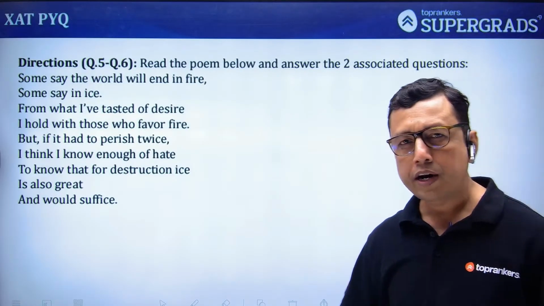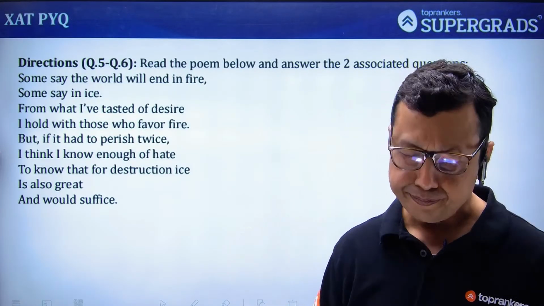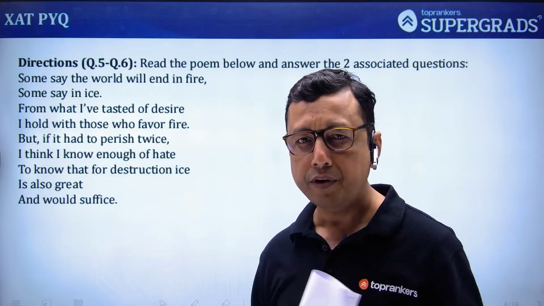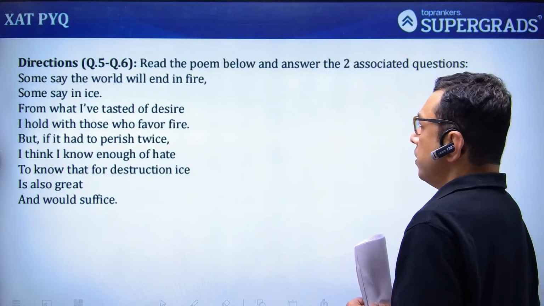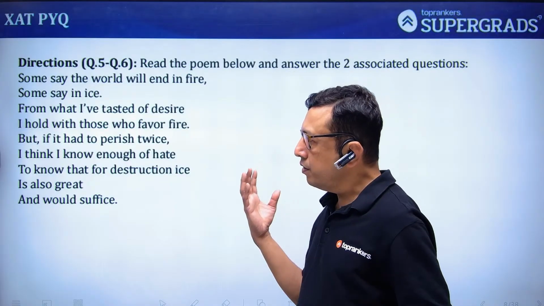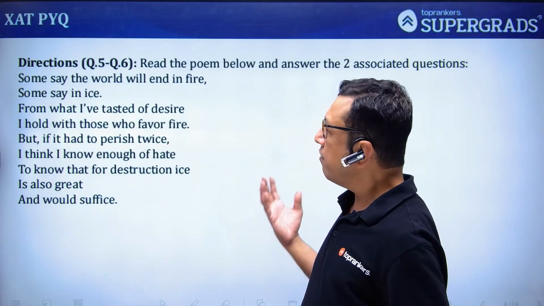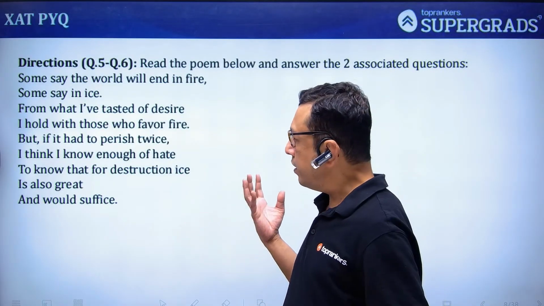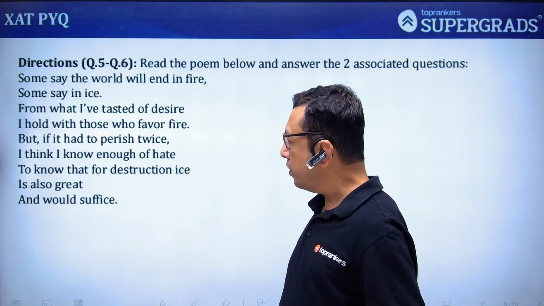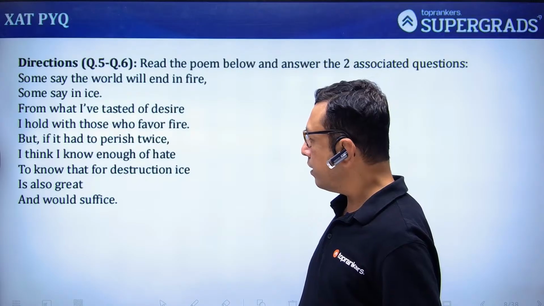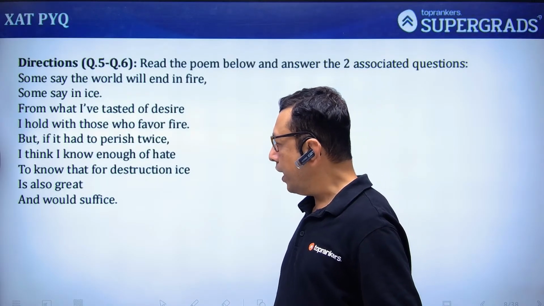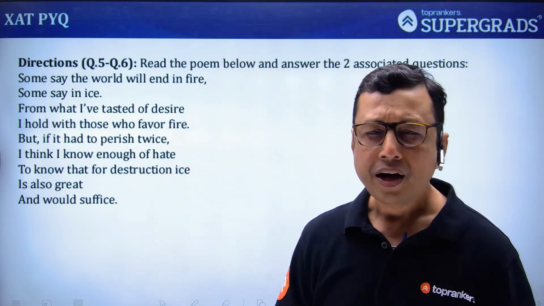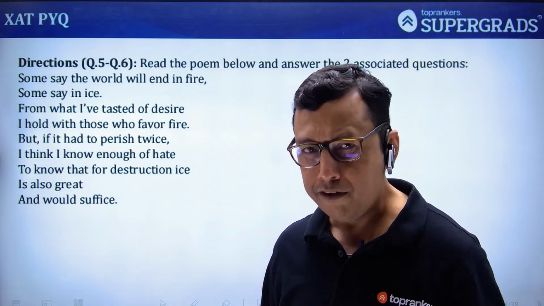Okay. Now let's read the third poem of the day. I've taken these poems from different years' XAT question papers. Some say the world will end in fire. Some say in ice. From what I have tasted of desire, I hold with those who favor fire. But if it had to perish twice, I think I know enough of hate to know that for destruction, ice is also great and would suffice. So we can see some alliteration here in the poem. However, let's look at the questions directly and figure out the answers.